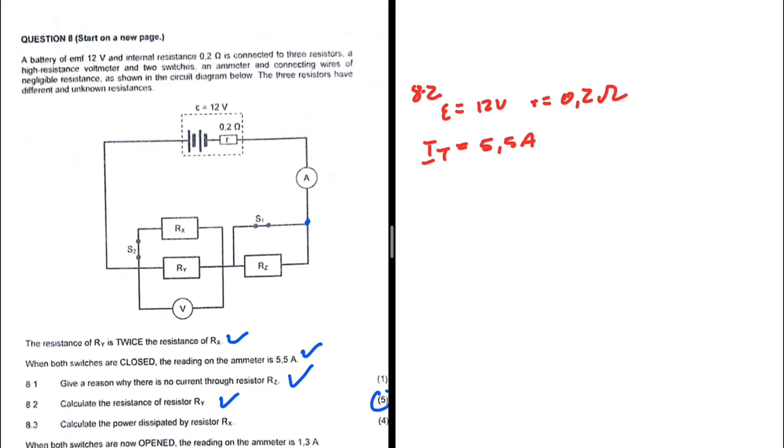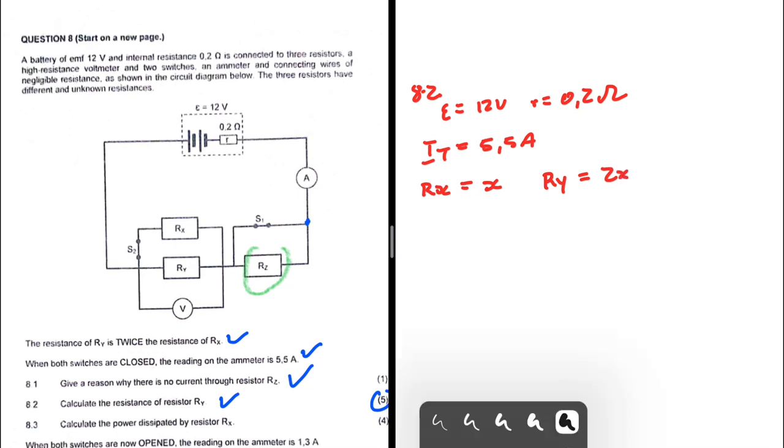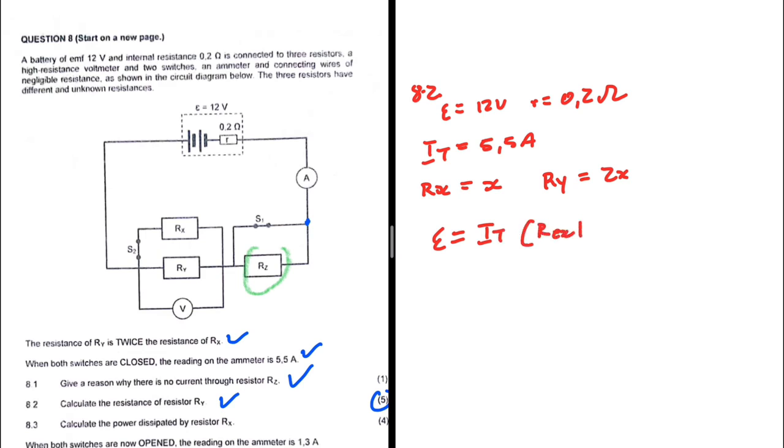Okay. Let's say that the resistance of Rx is X. If this is the case, then the resistance of Ry is going to be 2X, because it is said to be twice that of Rx. Rx and Ry give us our external resistance, because no current is passing through Rz, so it's not playing a role there. So we can say that the EMF is equal to the total current multiplied by the total external resistance plus the internal resistance. We can use that.